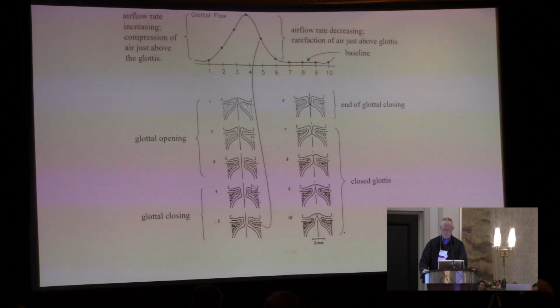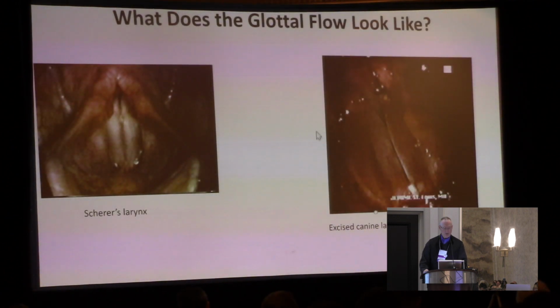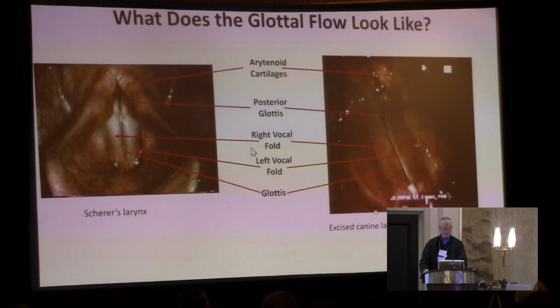Then you have the opening reducing, so the airflow is reducing, and then it comes back to basically what it is when the membranous vocal folds are closed. You still may have some airflow, but that's from the posterior glottis, and that's very normal. 0 to 67 cubic centimeters per second out of the posterior glottis is normal. I've basically said that.